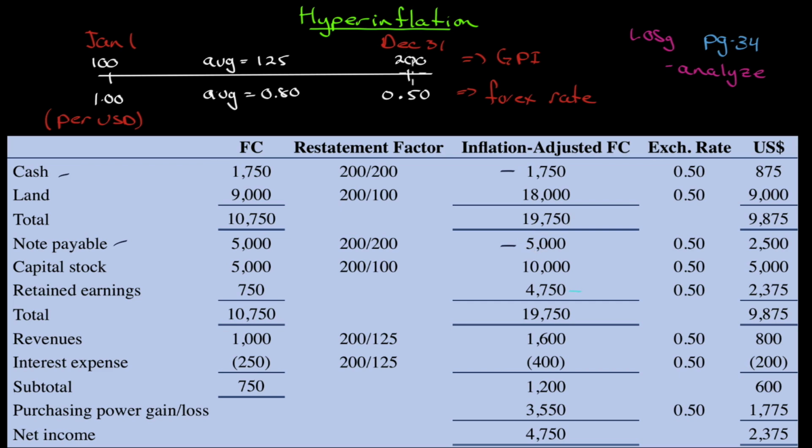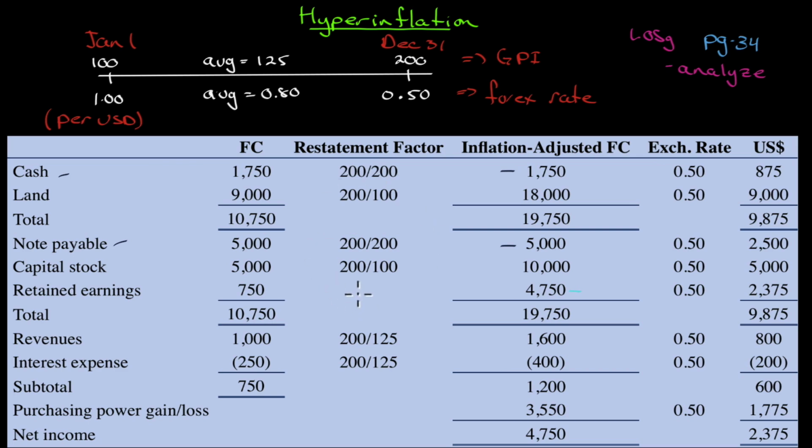So if we end the year at a GPI of 200 and we start the year at 100, that's a doubling of the price index. So the price index doubles, so all we have to do is just double the value of everything we have. If this were 300, the price level would have tripled. We'd just multiply by 3 everything we have. So 9,000 becomes 18,000. 5,000 here. Notice what we're doing with the capital stock. We're also doing that. That becomes 10,000. This is not a currency conversion or a translation. This is just a restatement for inflation.